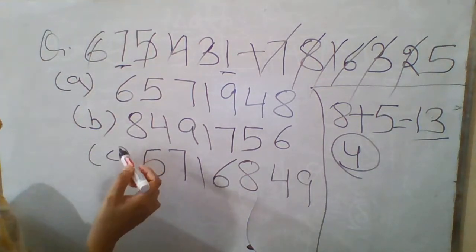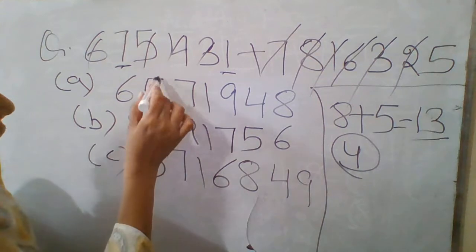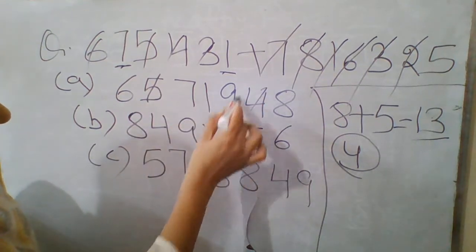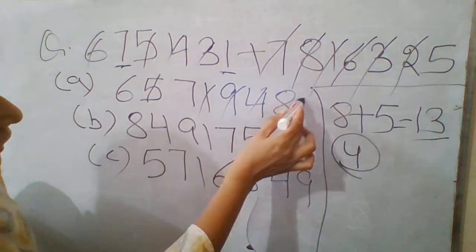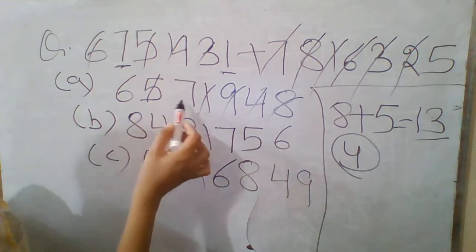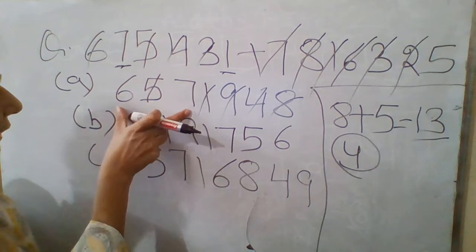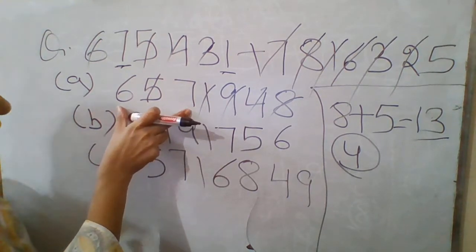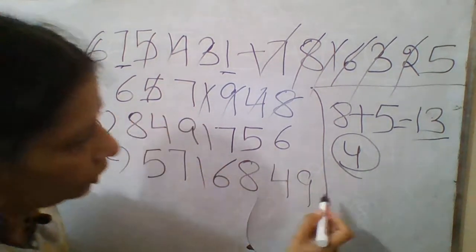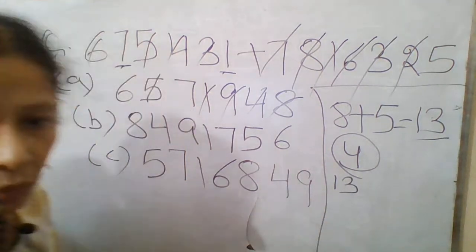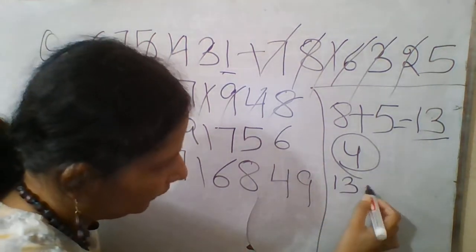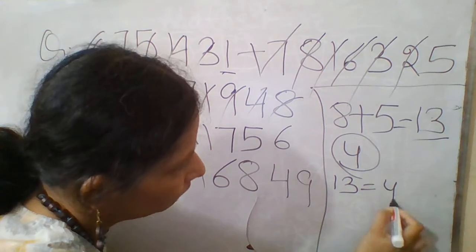Here also you have to cancel out 9. 5 plus 4 is 9, cancel. 9 simple here, cancel. 8 plus 1 is here, cancel. Now 6 plus 7 equals 13. What will you do with this 13? You will do the addition, so you will get the DR 4 here.